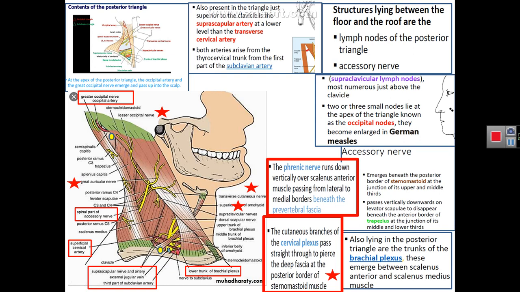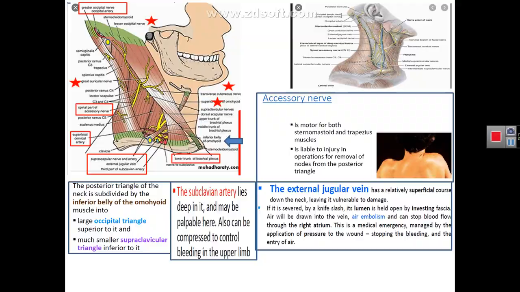These are the most important contents of the posterior triangle and boundaries of the posterior triangle. As I said, the subclavian artery and subclavian vein are also contents of the posterior triangle. The subclavian artery and the brachial plexus run between scalenus anterior anteriorly and scalenus medius posteriorly, while the subclavian vein runs anterior to scalenus anterior.